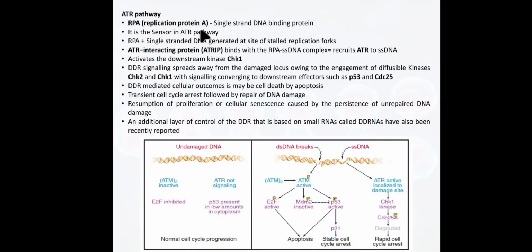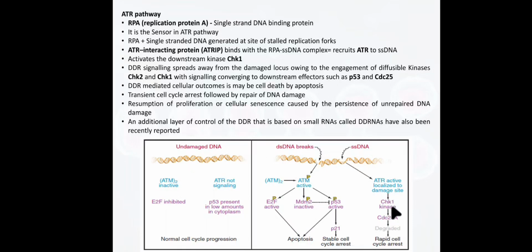In the ATR pathway, the sensor molecule is RPA, replication protein A, which is a single-strand DNA binding protein. RPA plus single-stranded DNA forms a complex at the site of the stalled replication fork. ATR interacting protein, that is ATRIP, binds with the RPA single-stranded DNA complex, which recruits ATR. ATR is active and activates the downstream kinase CHK1.